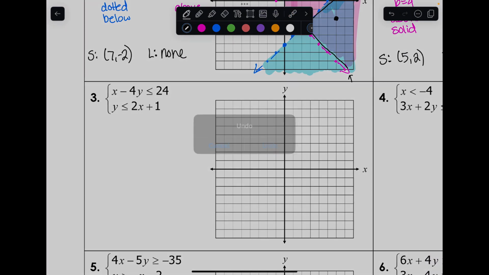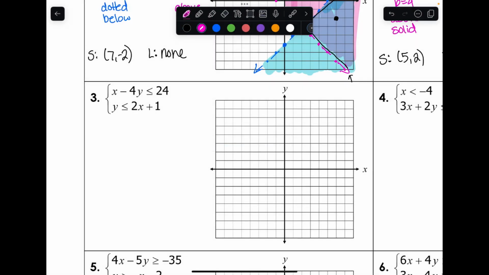Looking at our next example, we can first start with the second system for ease, since it's in slope-intercept form.